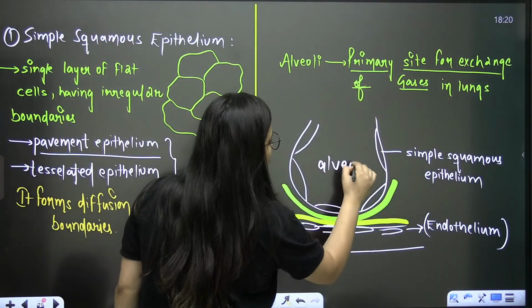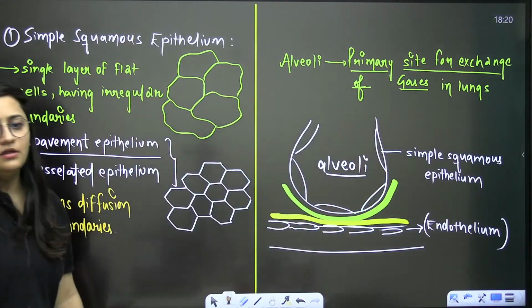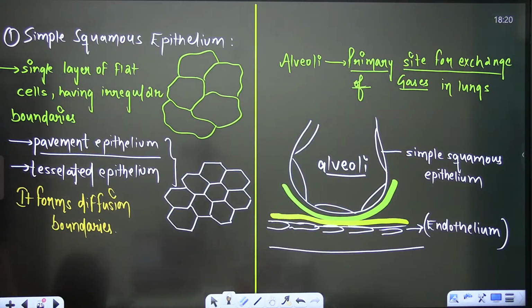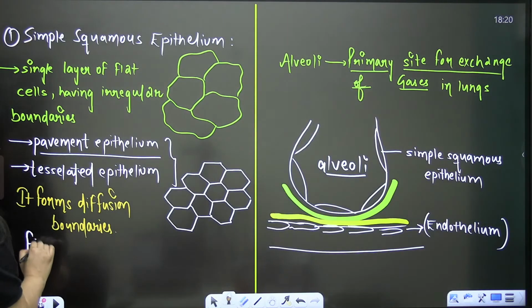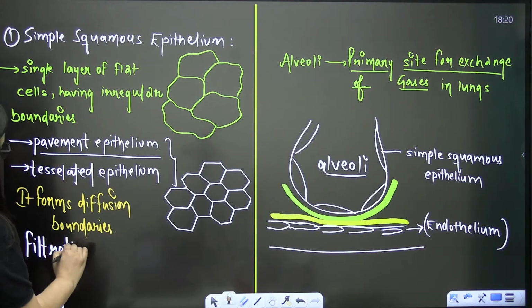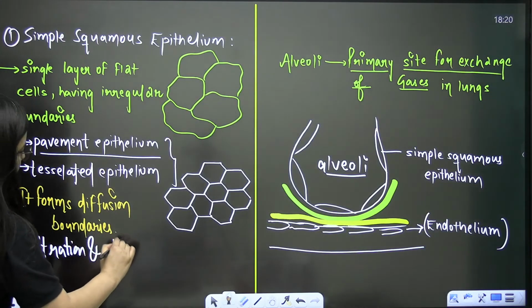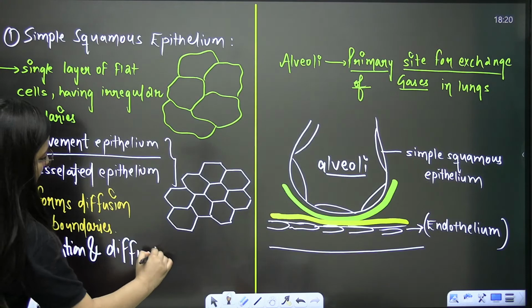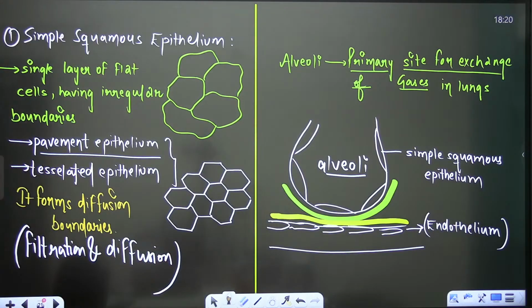So the examples are important. They can ask you it in the paper. This epithelium, as I said, is mainly for filtration and diffusion. So if you know where in the body these types of processes occur, obviously you can name the examples. So in the alveoli of lungs, you are going to find it. Done? Any doubt?